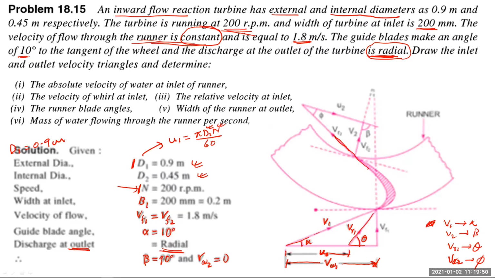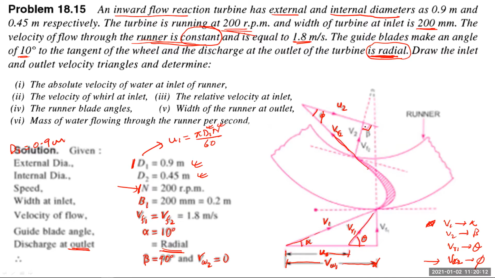This tangential line, if you are able to see, is your VR2. And what angle is VR2 making? VR2 is making an angle phi. So here is your phi angle. I'm giving more focus on the velocity triangle diagram. You all should know how to draw this. And this will be your u2.